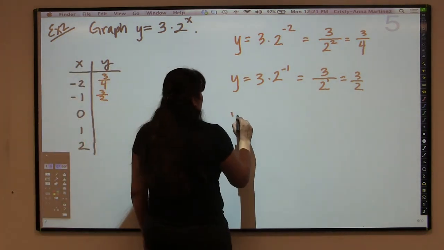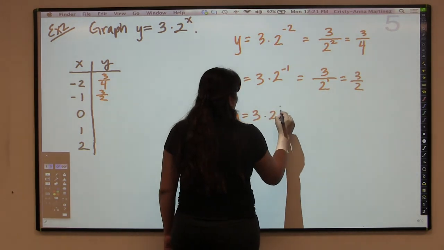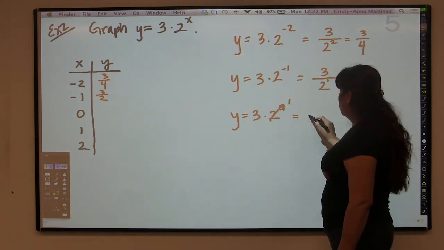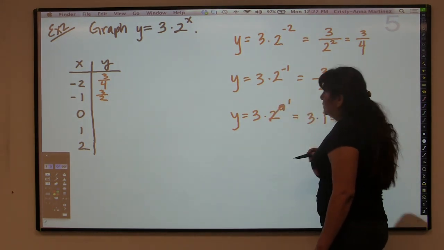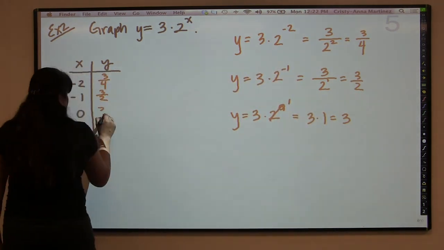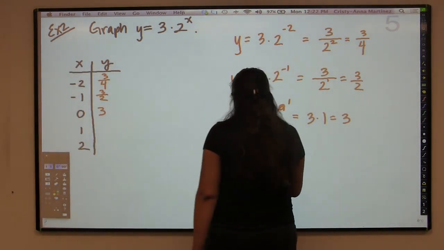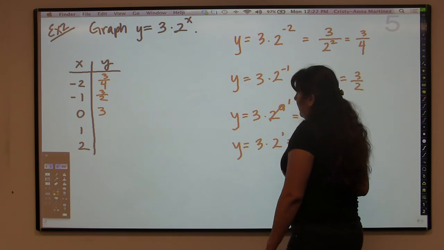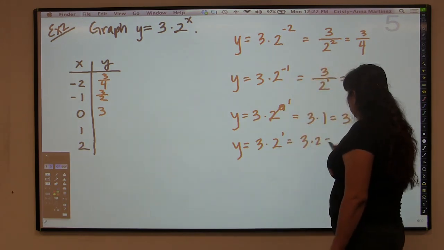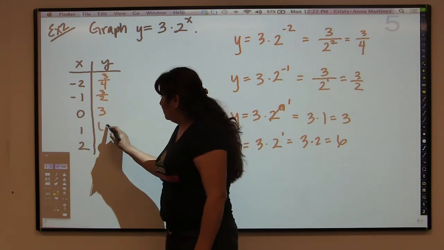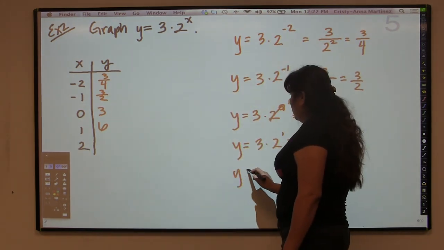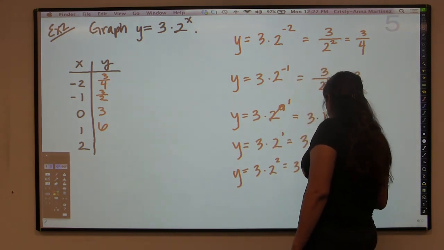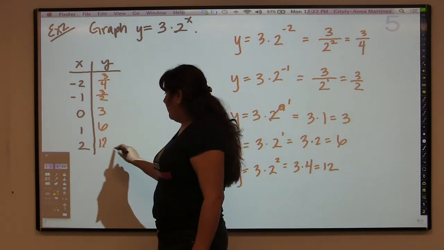And then we have y equals 3 times 2 to the 0 power. And again, our properties of exponents say that anything to the 0 power is 1, so we get 3 times 1, which is 3. So when x is 0, y is 3. And then we're going to go y equals 3 times 2 to the 1 power. And that's 3 times 2, which is 6. So when x is 1, y is 6. And then lastly, we're going to get y equals 3 times 2 to the 2nd power, which is 3 times 4, which is 12. And we put our 12 right there.